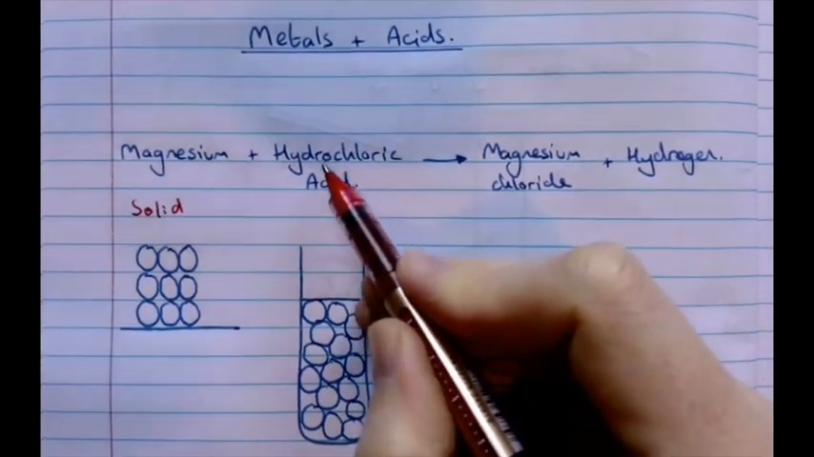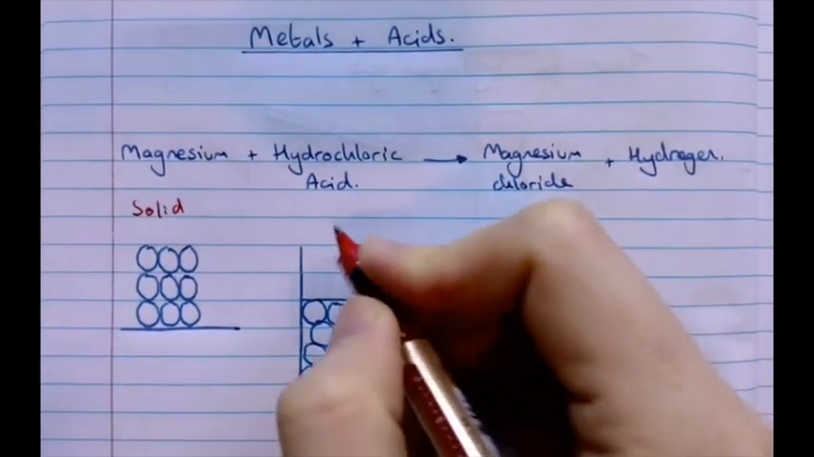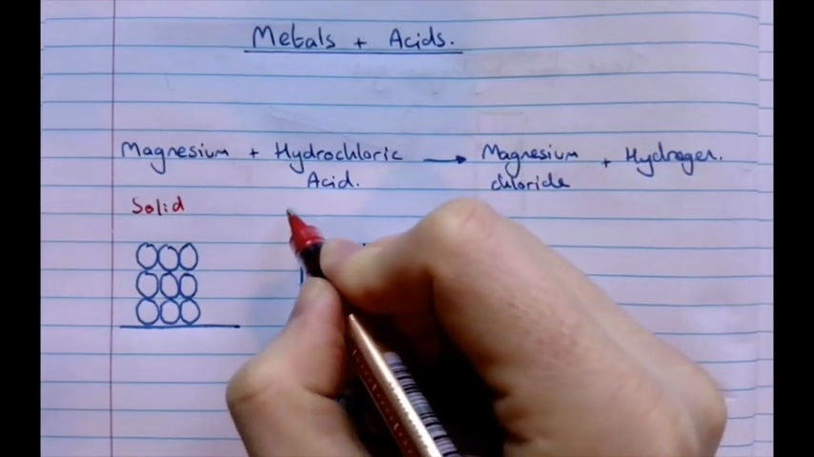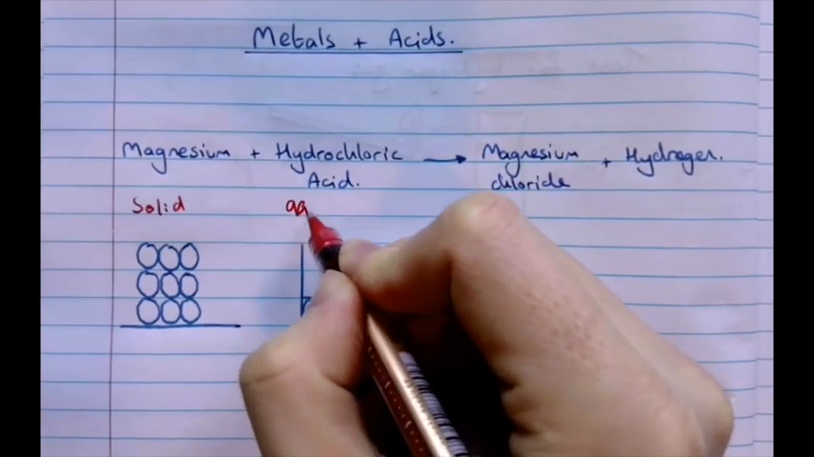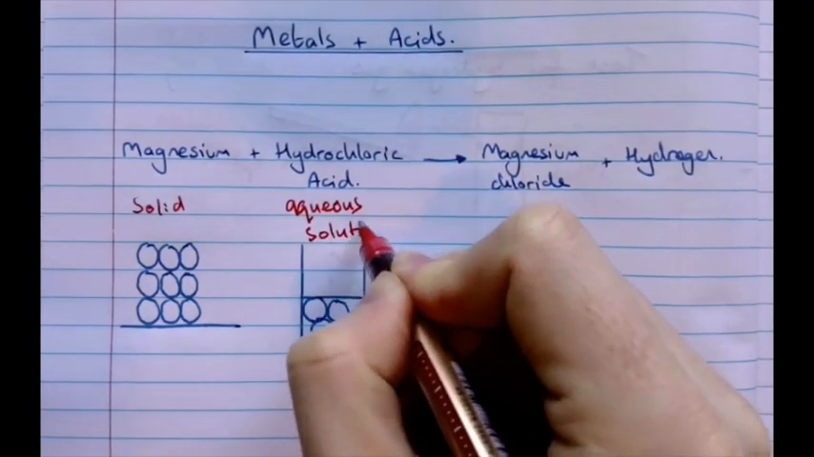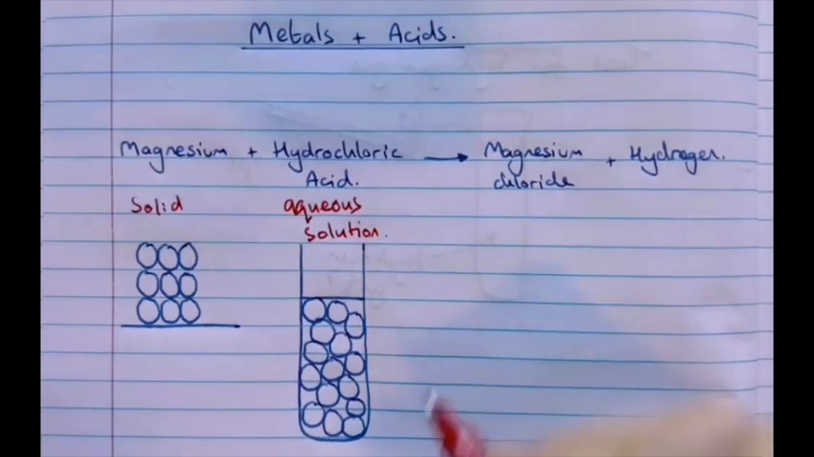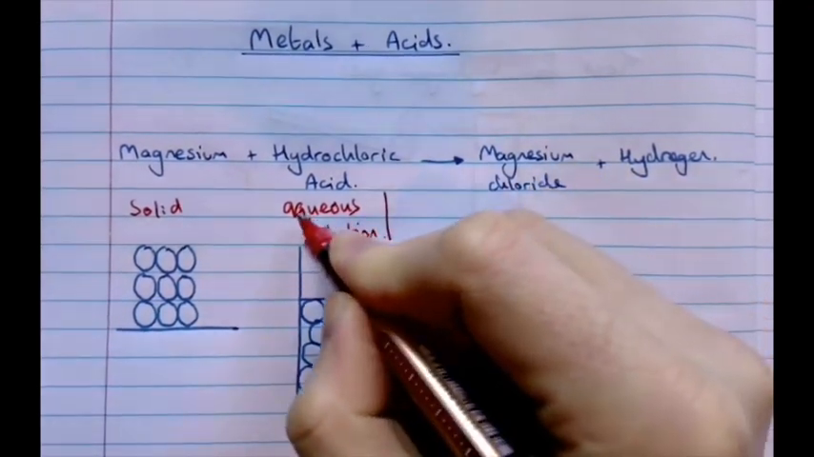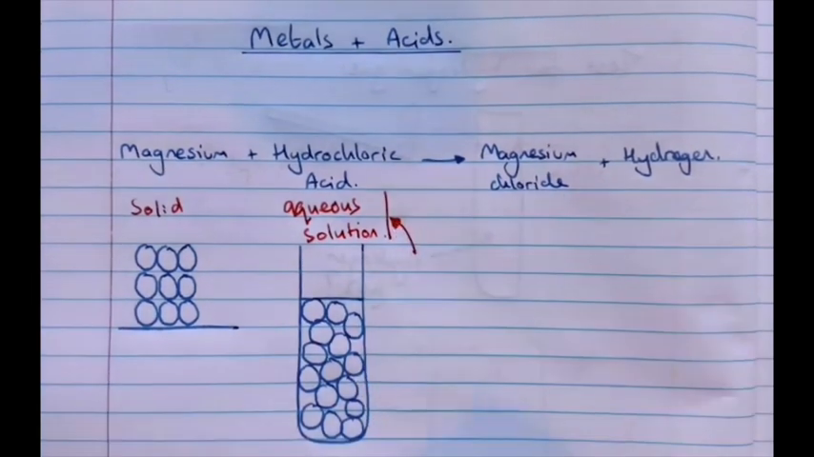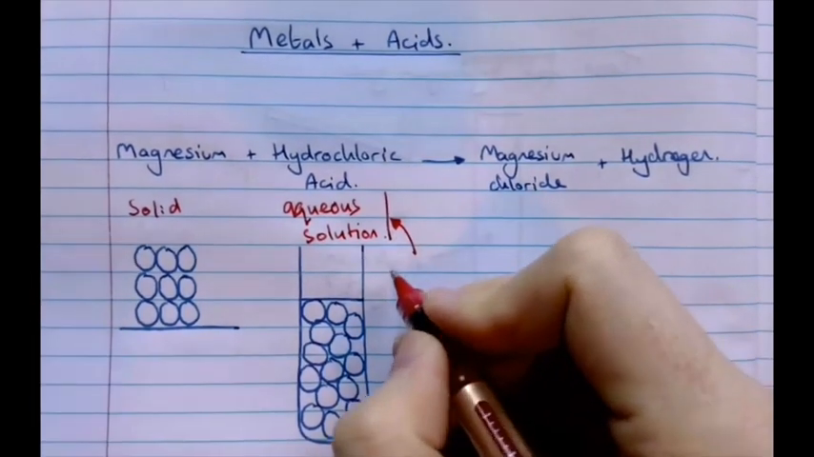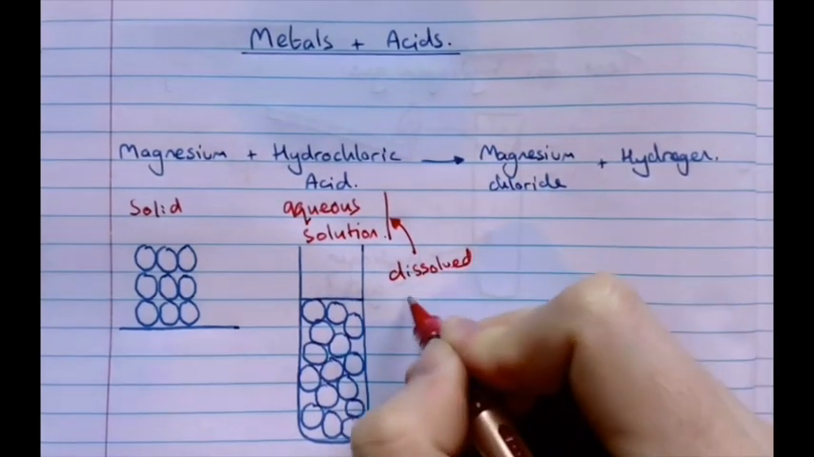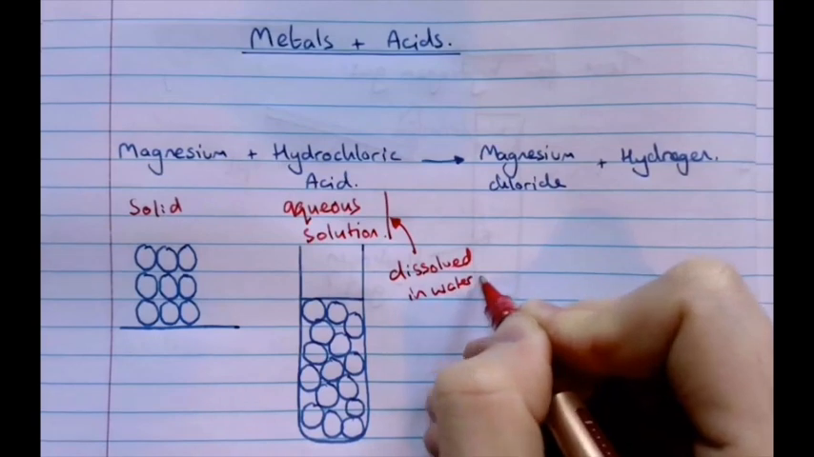And then we're reacting it with hydrochloric acid, which is actually not a liquid. I mean, it is a liquid, but we don't call it a liquid. We actually call it an aqueous solution. Aqueous solution. So what does that mean? Aqueous means water, and solution means it's dissolved in something. So aqueous solution just means that it's dissolved in water.